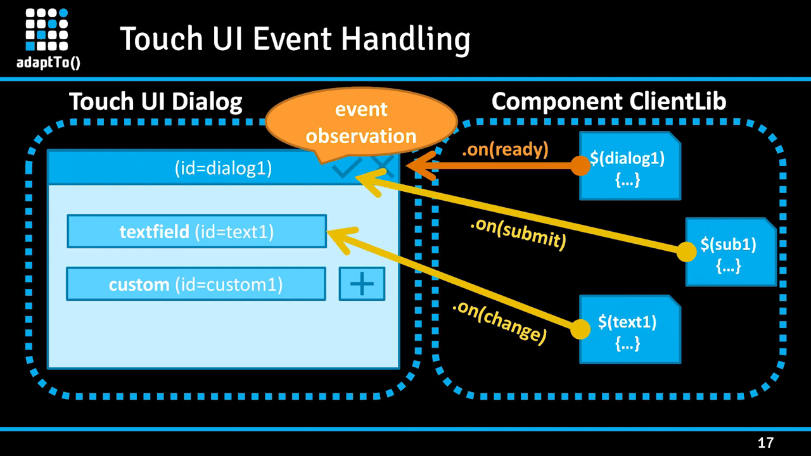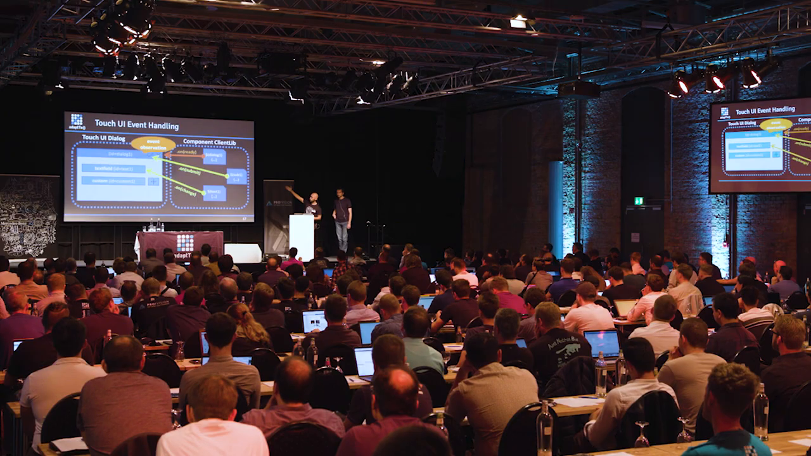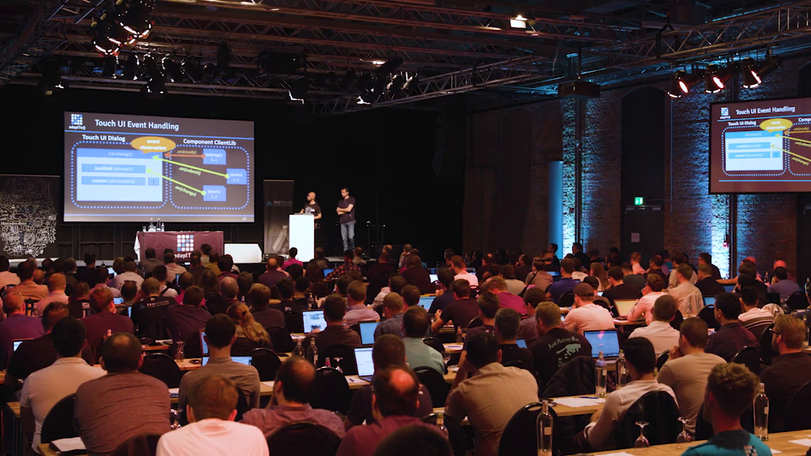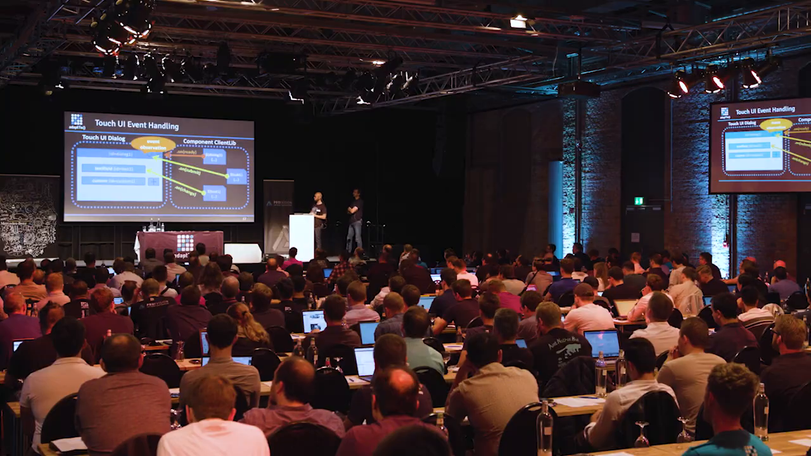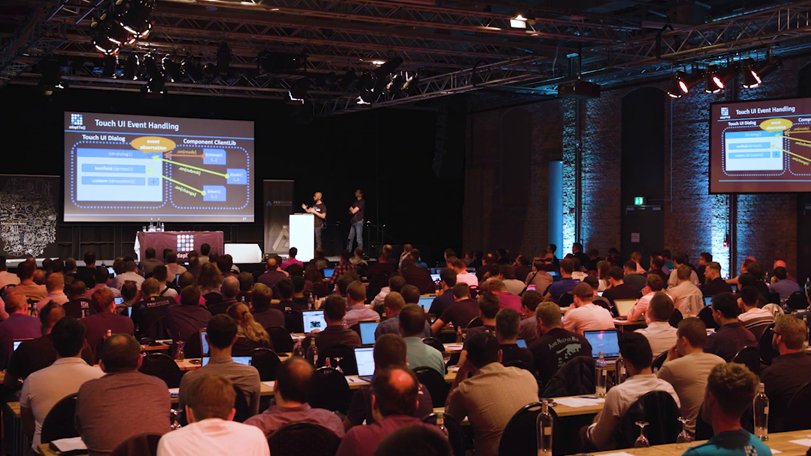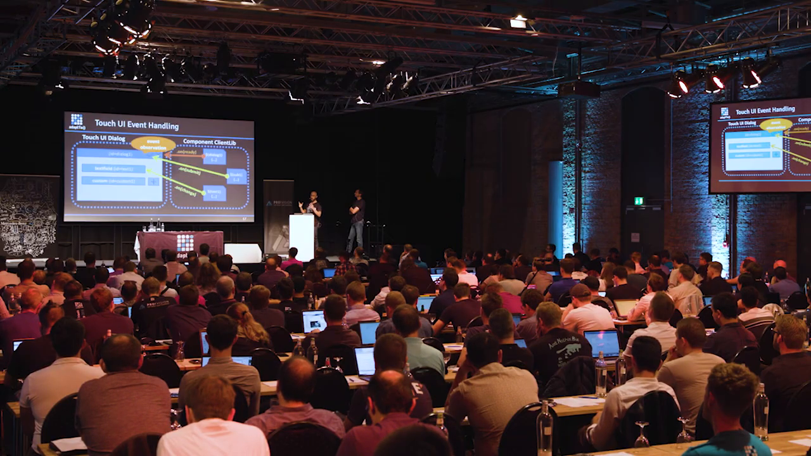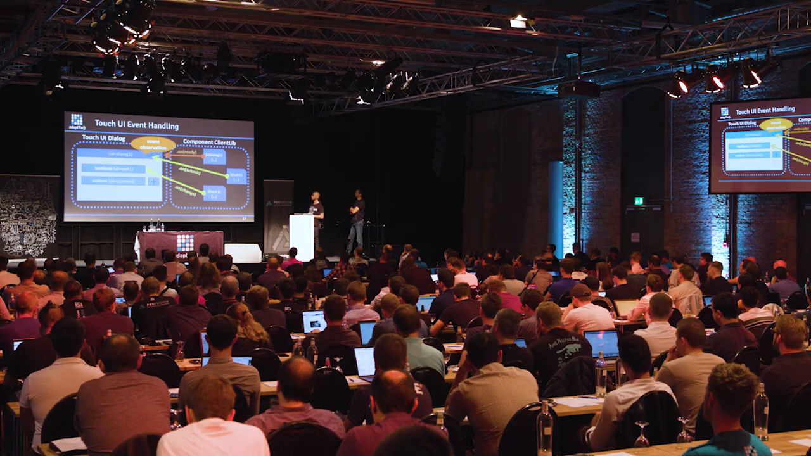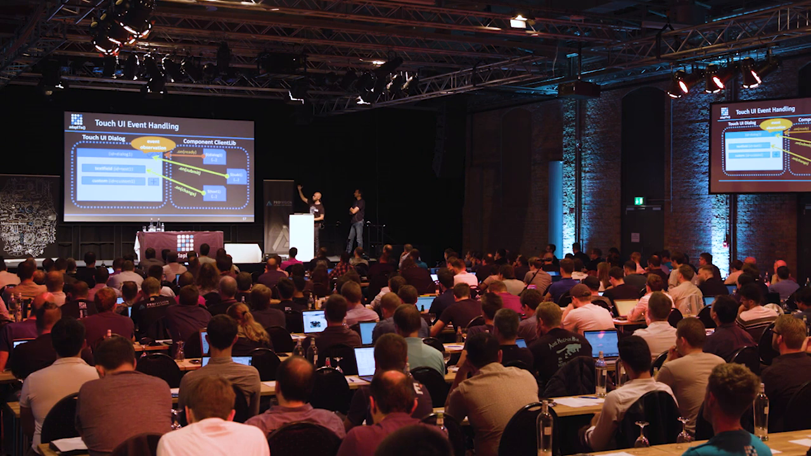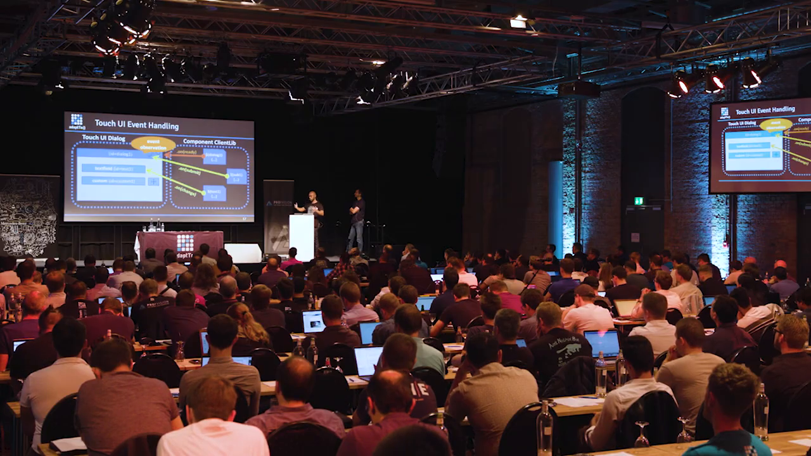So this declarative part is on one side, in this case on the left side, represented by the dialog. So we have our dialog, our text field, and our custom component. And on the other side, we have the component client libs JavaScript code, the imperative part, that should be aware of the events that occur on the dialog. How come? We have special points where we look for event observation. So whenever a ready event, a submit, or a change event occurs, we are listening to these events, and then we actuate accordingly.